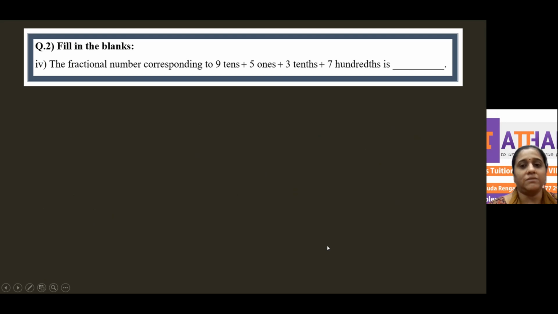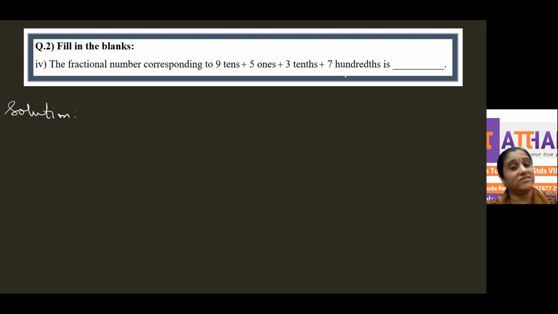Done, children? The fractional number corresponding to... fractional number, not decimal number, fractional number corresponding to. First, we have to write the decimal number, then convert that to a fraction. You cannot directly write the fraction. Okay. So, solution.